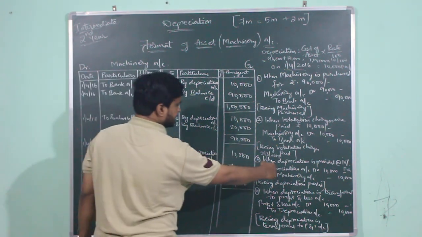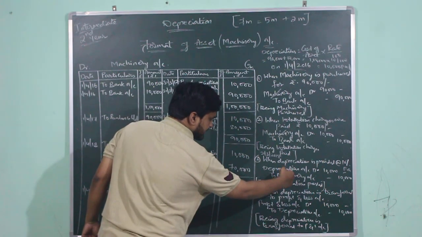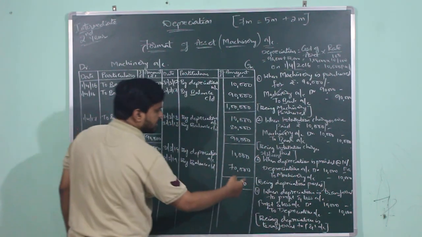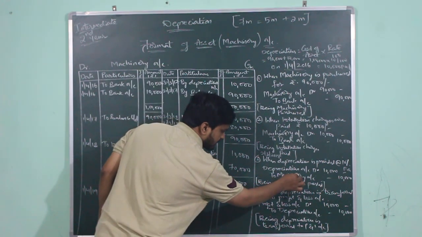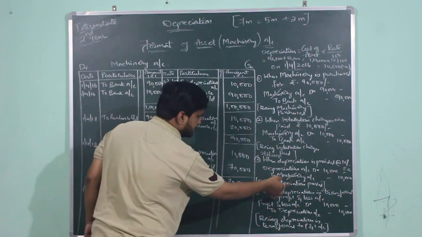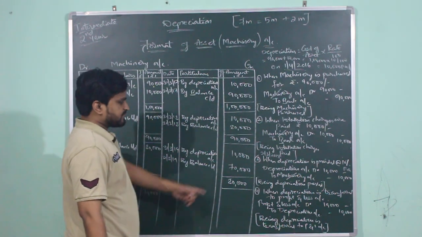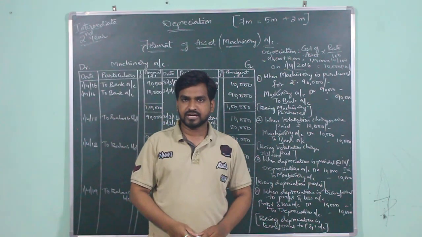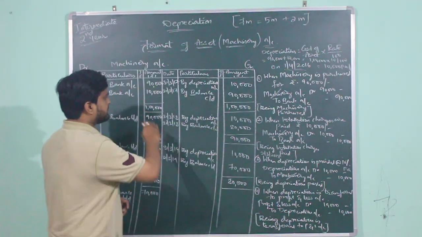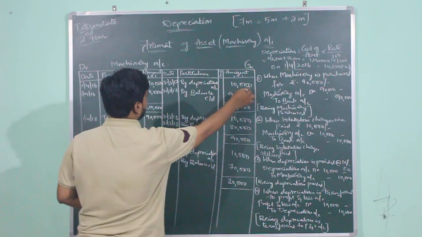And the journal entry when depreciation is provided is depreciation account debit to machinery account. So as we are preparing the machinery account, we are not going to write the name of the machinery. Then we will be writing the name of depreciation. Depreciation is recorded on debit side of the journal entry, so it will be recorded on credit side of the ledger account as by depreciation account 10,000.